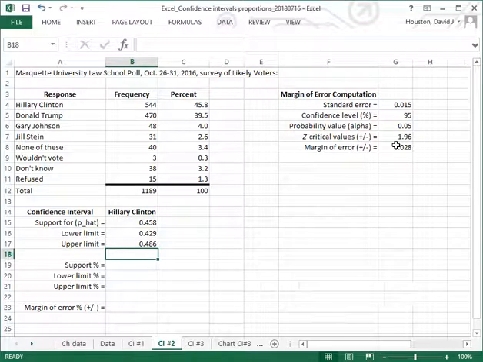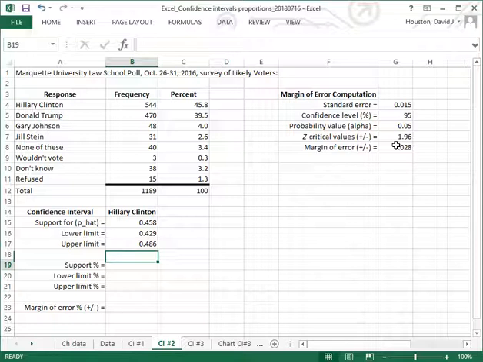So based upon the sample that we observed, where 0.458 indicate they would vote for Clinton if the election were held today, we can, based upon the 95% confidence level, suggest that the population from which this sample was drawn likely ranges from 0.429 proportion support for Clinton versus 0.486 proportion support for Clinton.